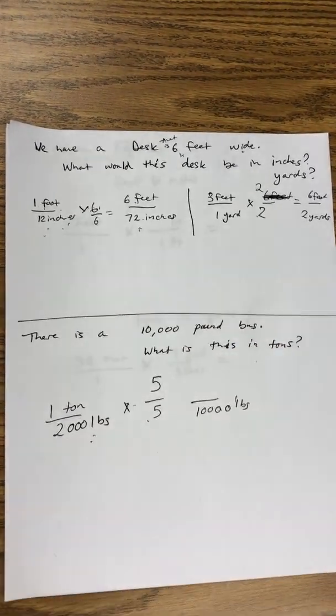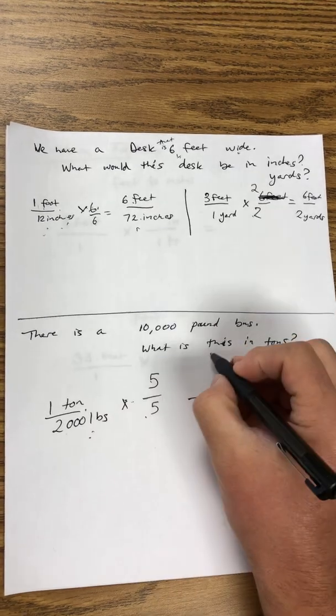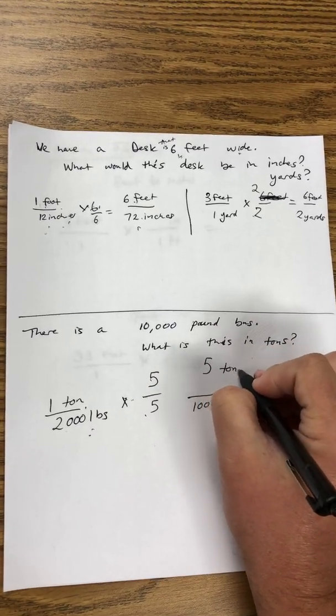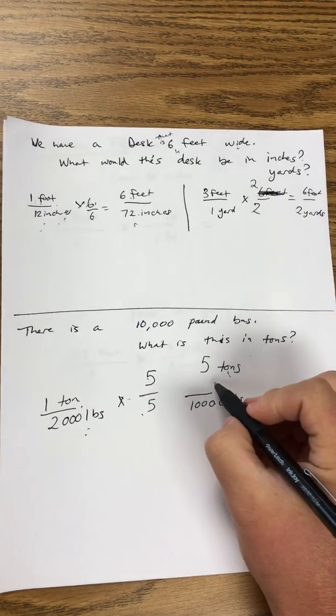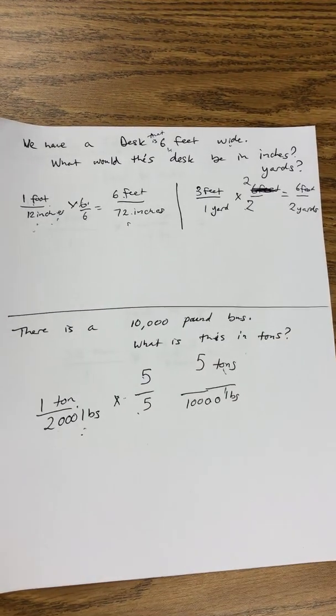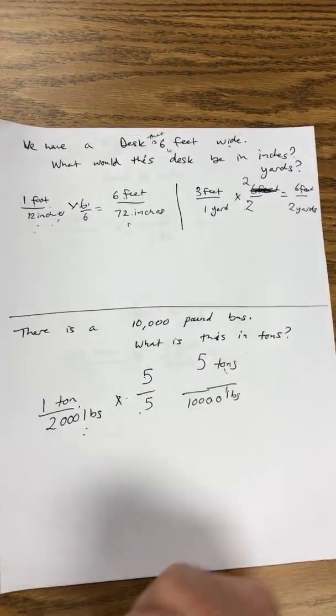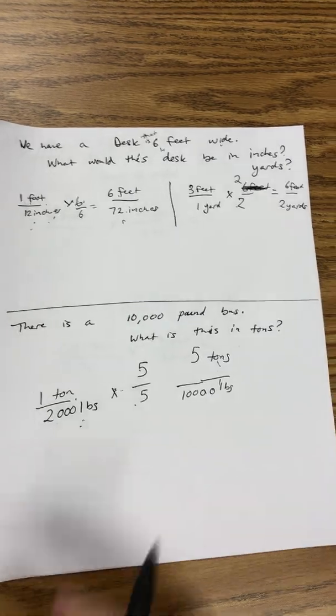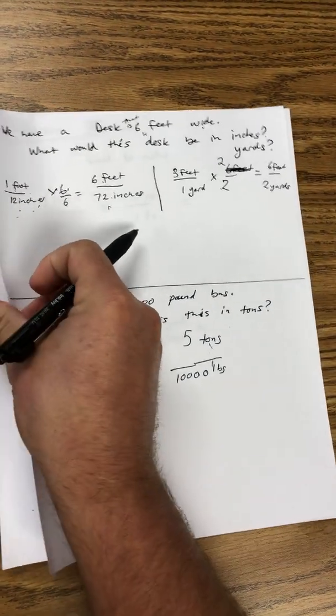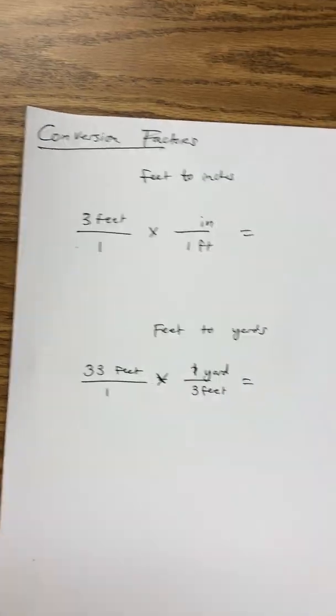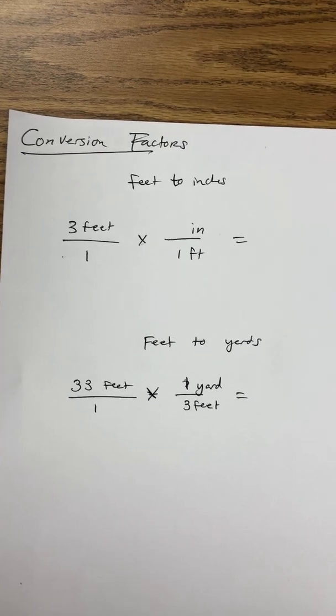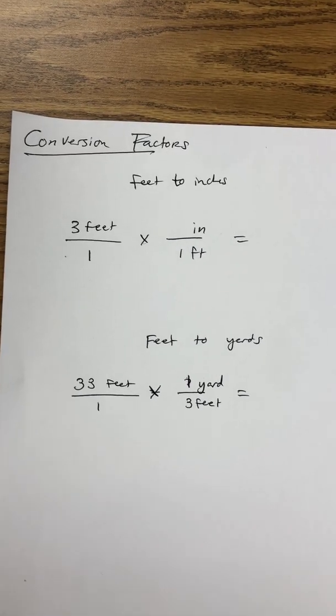But I've got to do the same to the top. 1 ton times 5 would be 5 tons. So 5 tons over 10,000 pounds. So 5 tons is 10,000 pounds. Now, as we move through this, you're going to see there's a way that we can do this. They're called conversion factors or conversion factor tables.